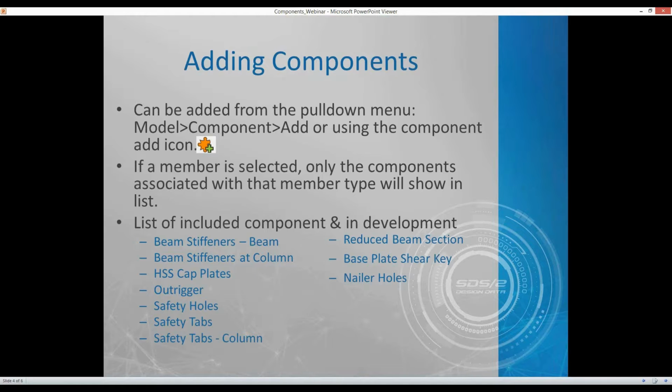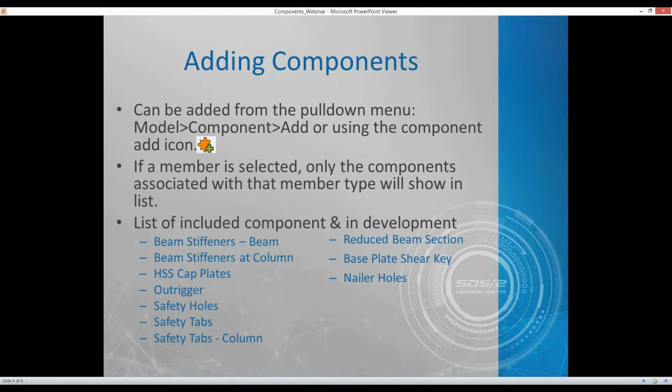Just like other tools in SDS2, if a member is selected, only the components associated with that member type will show in the list. So if I have a pre-selection, it will only show the components that can be added to that member type. Some of the components that are delivered with SDS2: beam stiffeners in the beam and column, HSS cap plate, outriggers, safety cables, safety tabs column. Now you see two safety tabs there. I'll explain that when we start adding them in the actual model. Some that are in development: reduced beam section, or some people like to call that a dog bone, base plate shear key, and nailer holes.